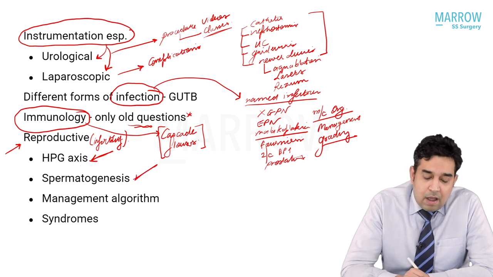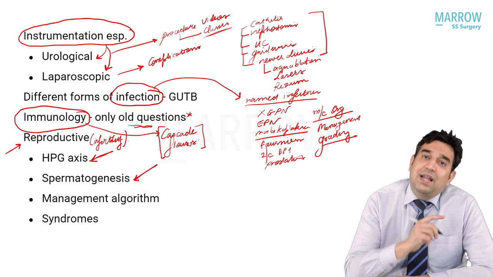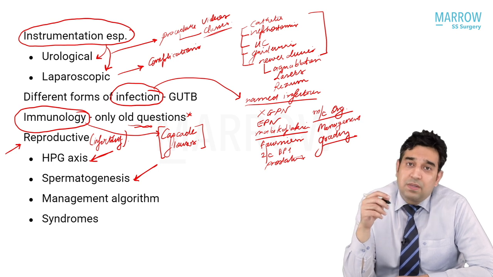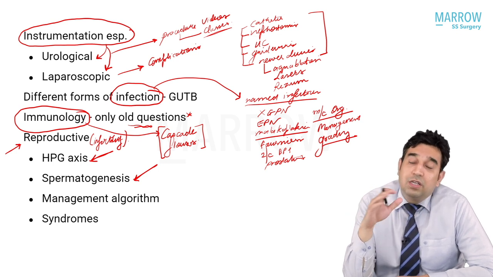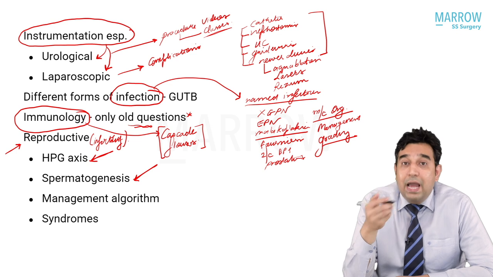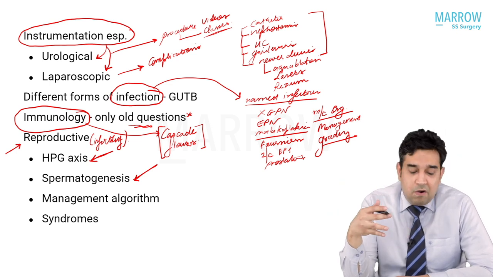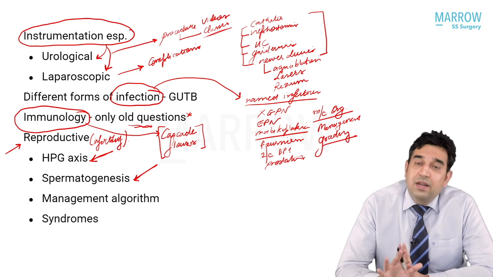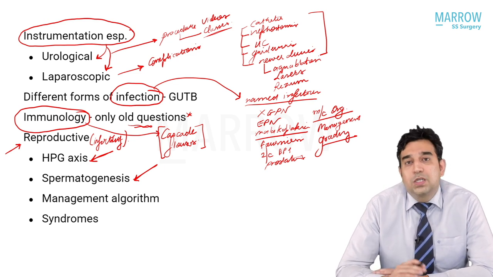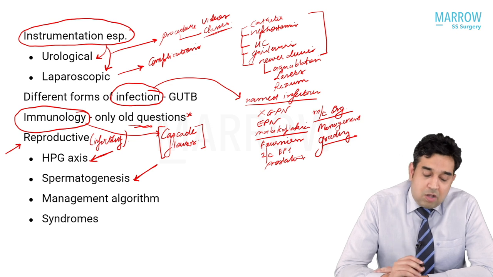Then you should know very well how spermatogenesis takes place: the entire cycle of mitosis, meiosis, the various stages through which the sperm goes, what amount of time it takes, and what the route of the sperm is ultimately once it comes out from the testis. That should be crystal clear in our minds, because numerical questions will be asked from this concept.